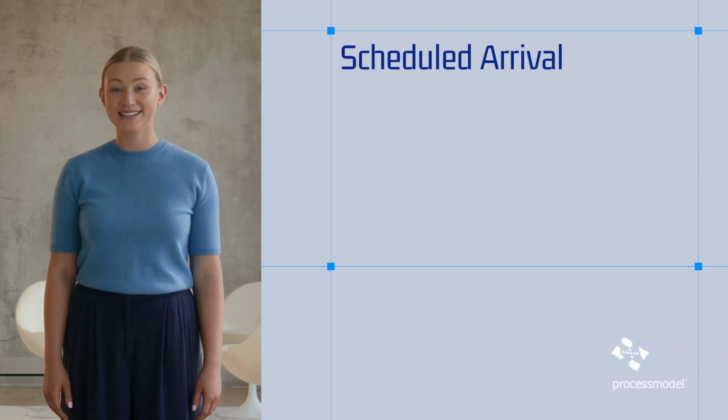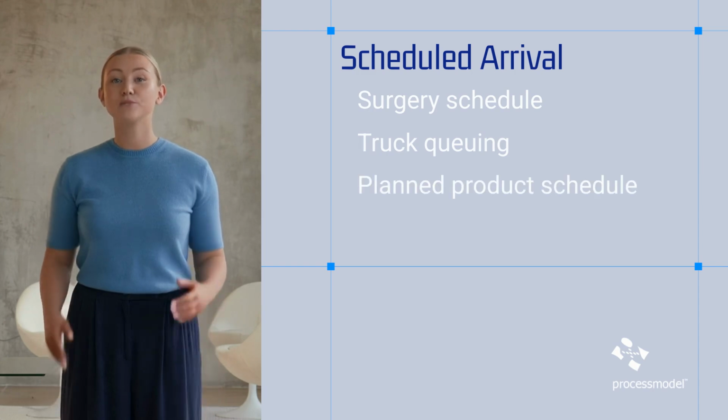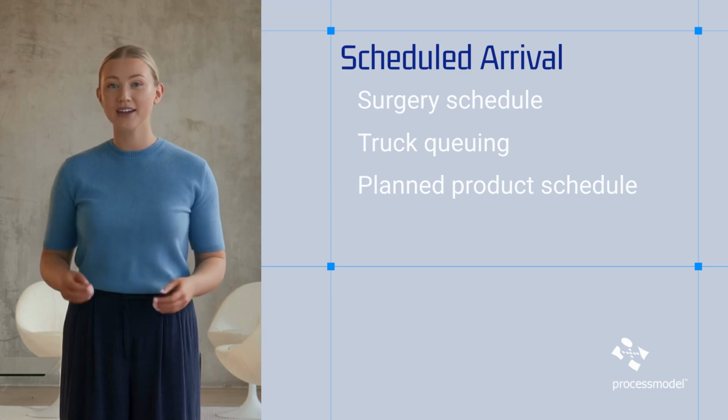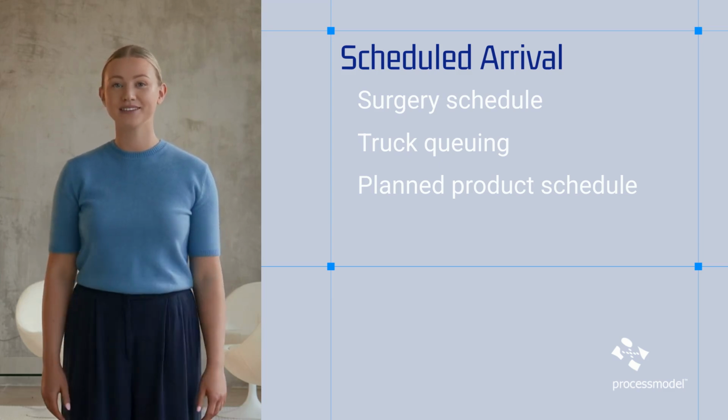Scheduled arrival, exact counts at exact times. Appointments, trucks, batch releases. If multiple items share the same timestamp, they're processed in the order listed. Use when timing is known and fixed.